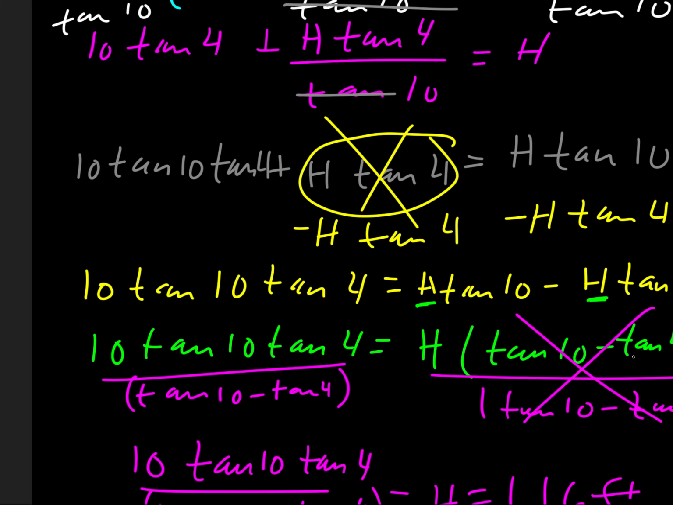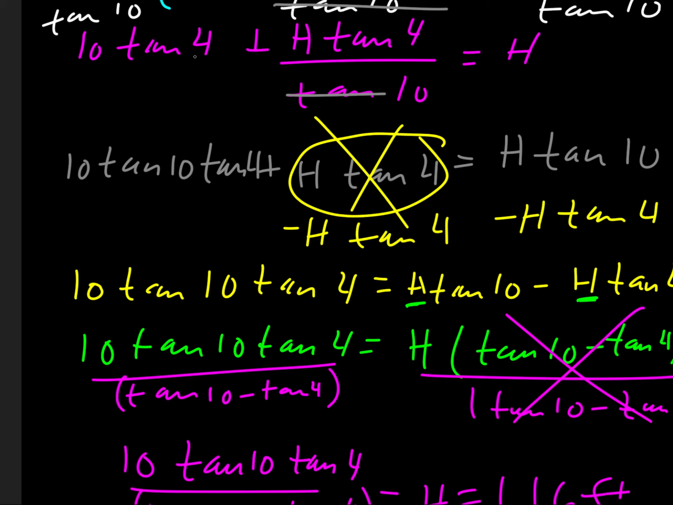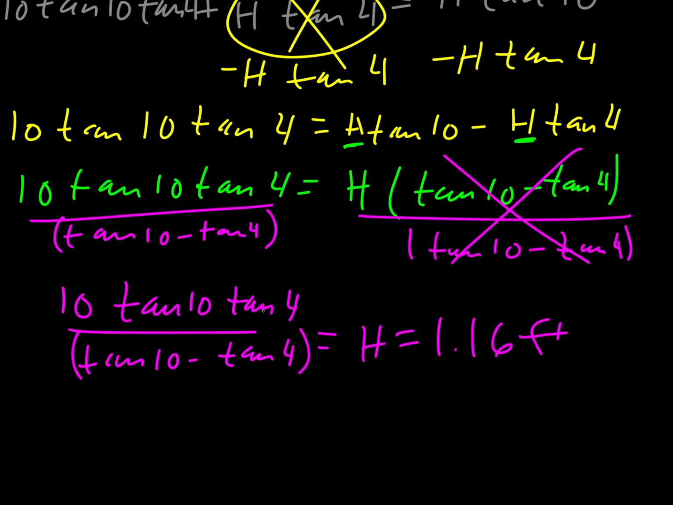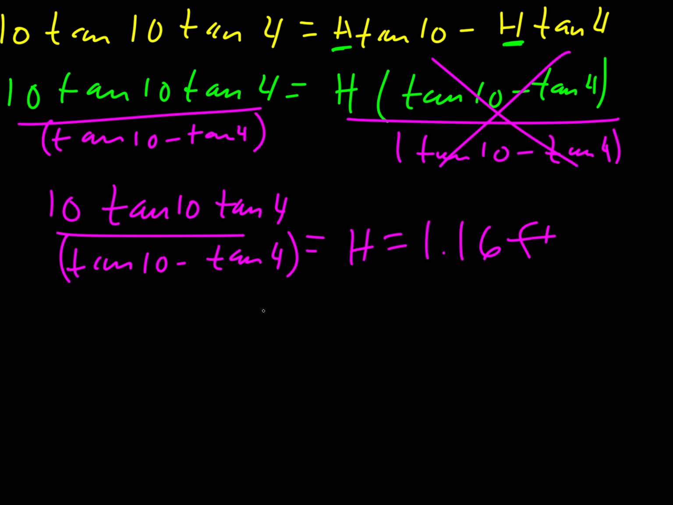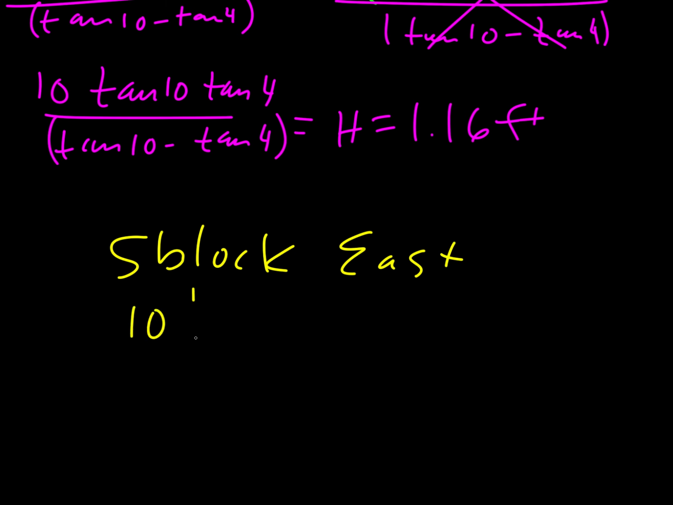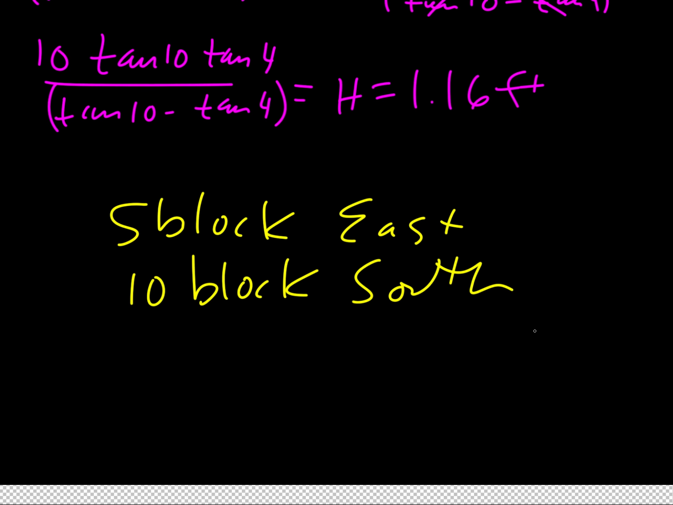Once again, if turning things like tan 4 into a decimal or tan 10 into a decimal is more helpful to you, do it that way, okay? And we just have one more problem. This one will be much easier. Okay, so Robert's house is 5 blocks east and 10 blocks south from school. What is the shortest distance between the house and the school?